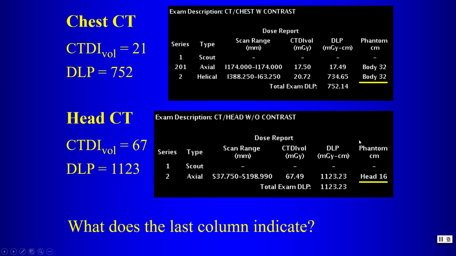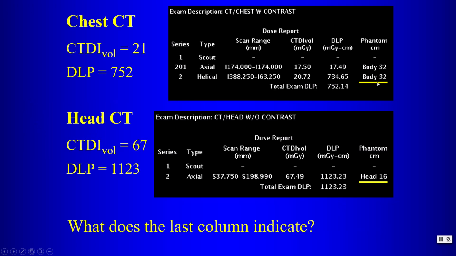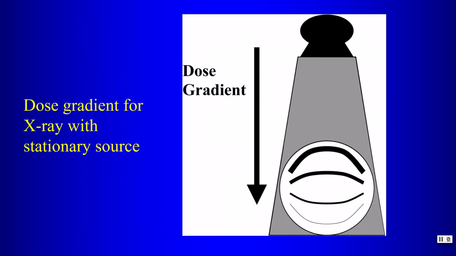Well, here it's important to look at this last column, and this last column indicates the reference phantom that has been used to calculate the numbers, the standard phantoms that are used to calculate these numbers within the dose report. The particular phantom that is used for body CTs is a body phantom that's about 32 centimeters in diameter, and for head CT it is the head phantom, which is 16 centimeters in diameter.